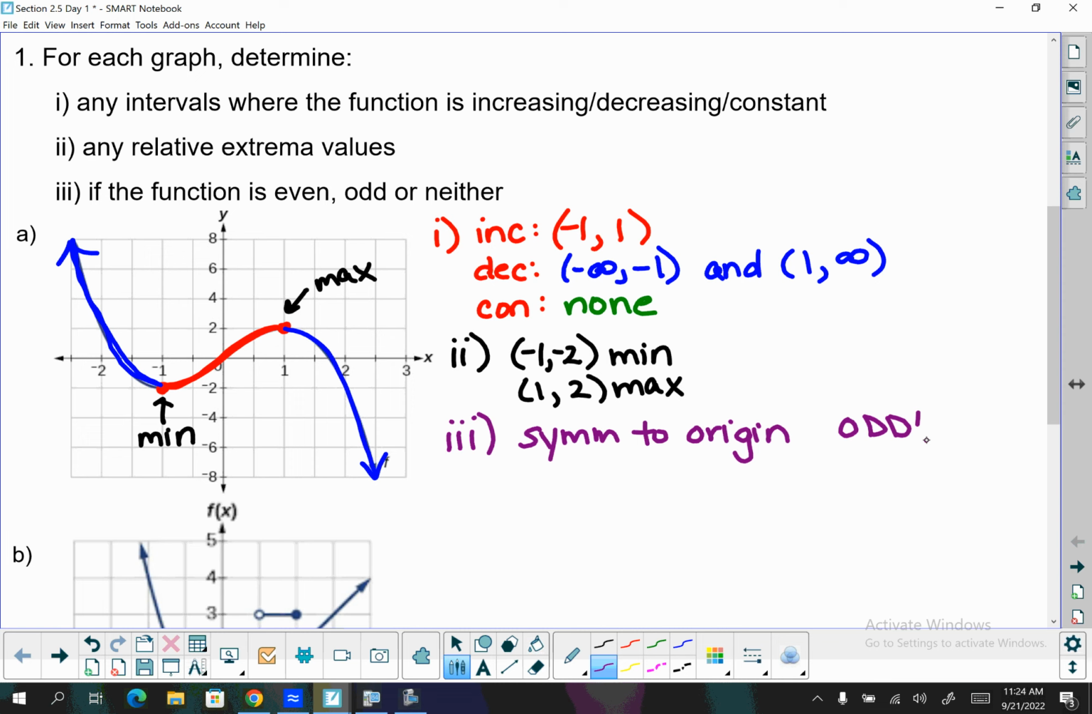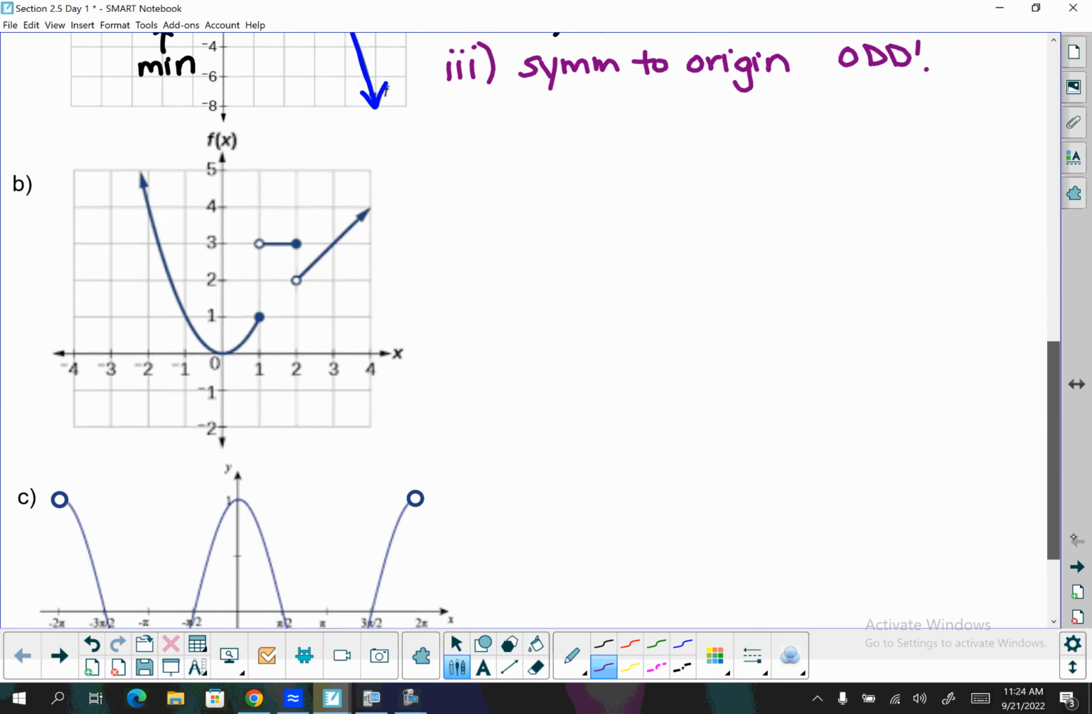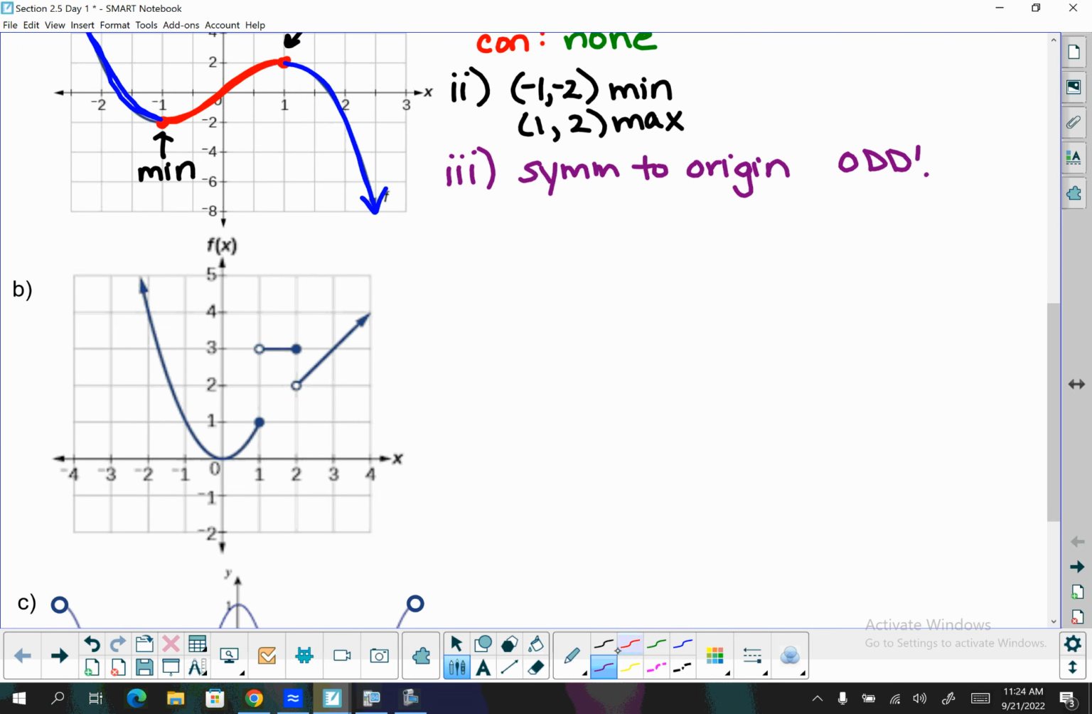Any questions on any of those terms? All right. Let's practice the next one together, then the third I'll let you try on your own in a little bit. Okay. Places where this graph is increasing, going up from left to right. Can somebody give me one interval where this graph is increasing?